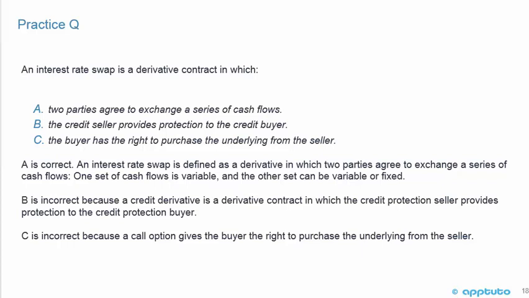So A is correct. An interest rate swap is defined as a derivative in which two parties agree to exchange a series of cash flows. One set of cash flows is variable and the other set can be fixed or variable. B is incorrect because a credit derivative is a derivative contract in which the credit protection seller provides protection to the credit protection buyer, okay? But don't worry about that for now. And C is incorrect because a call option gives the buyer the right to purchase the underlying from the seller. It gives you the right but not the obligation when you're dealing with options.